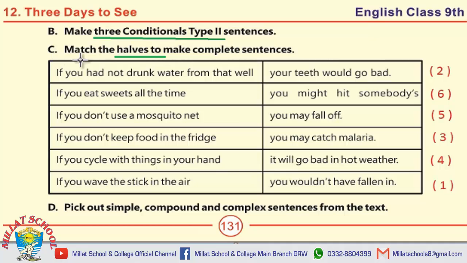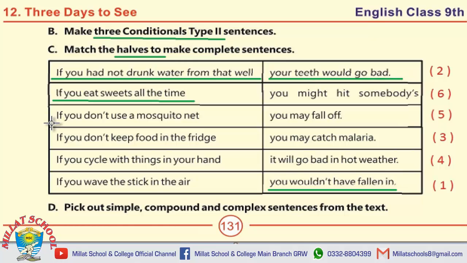Next, C section. Match the halves to make complete sentences. If you had not drunk water from that well, you wouldn't have fallen in. Sentence number 2. If you eat sweets all the time, your teeth would go bad. Sentence number 3. If you don't use a mosquito net, you may catch malaria.